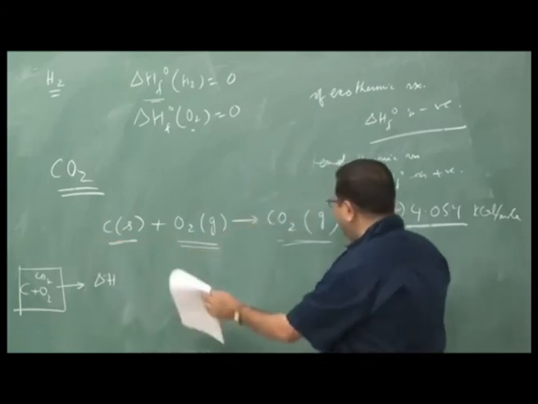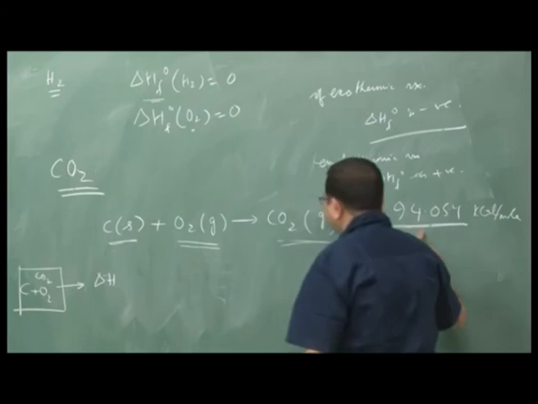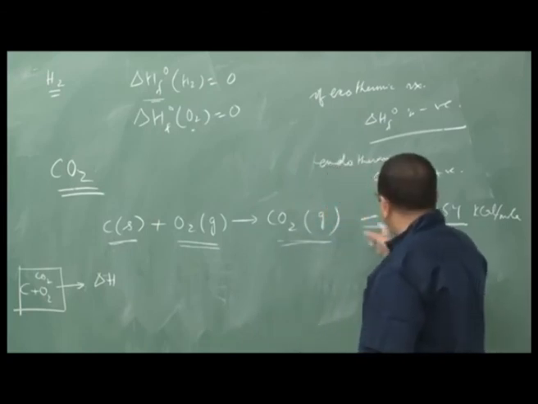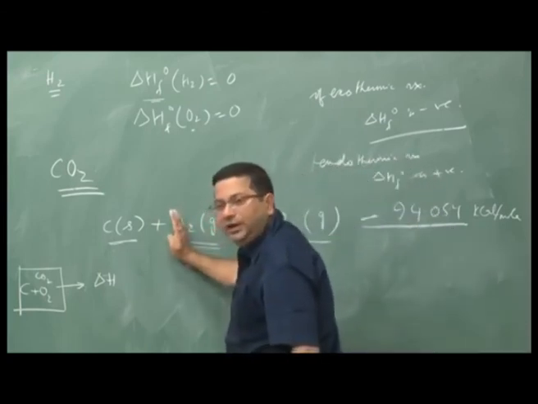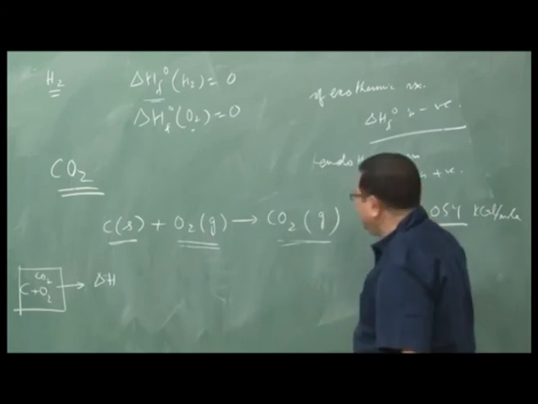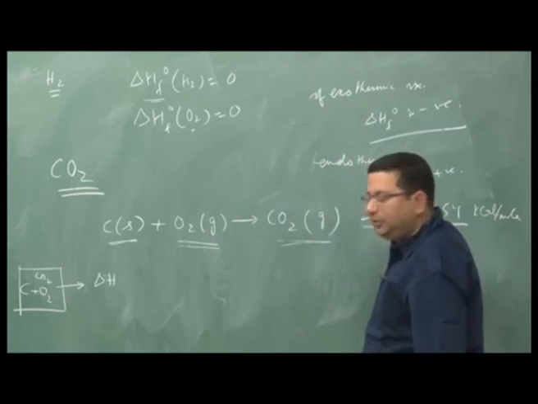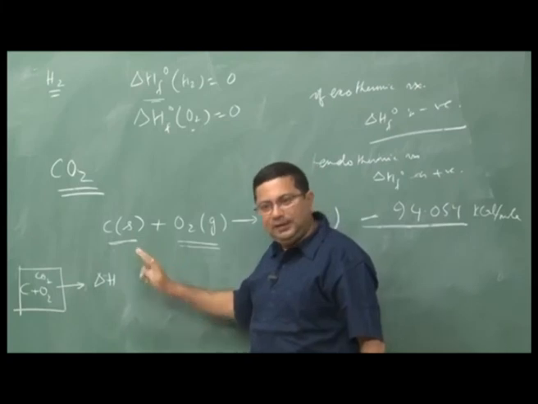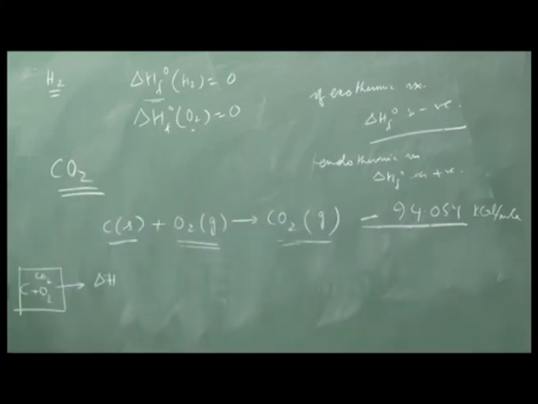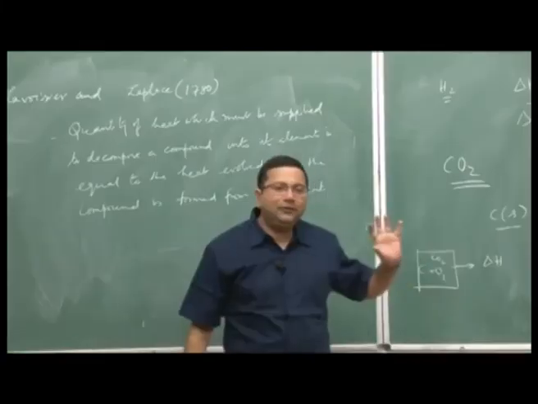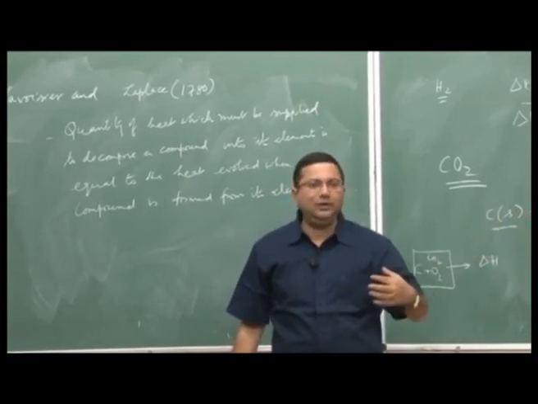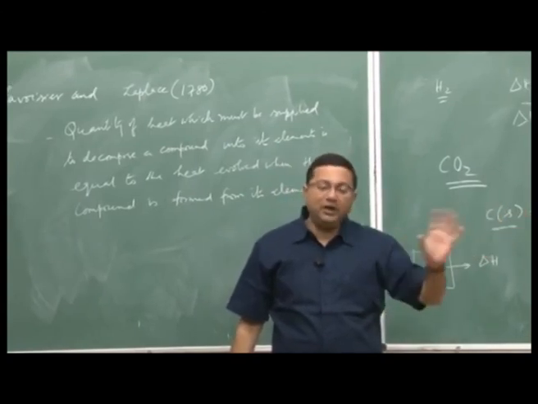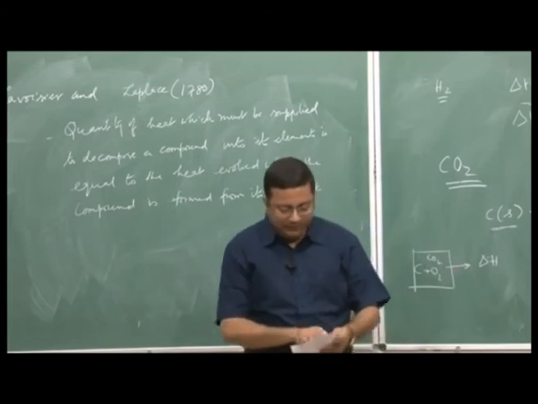So, now here what is happening, this was my reaction, right. Now if we have to go from here to here, we need to add this magnitude of energy to get this. That is the general form of this law, that the heat evolved in the forward direction is equal to the heat evolved in the backward direction. Magnitude is same, but the signs will be different.